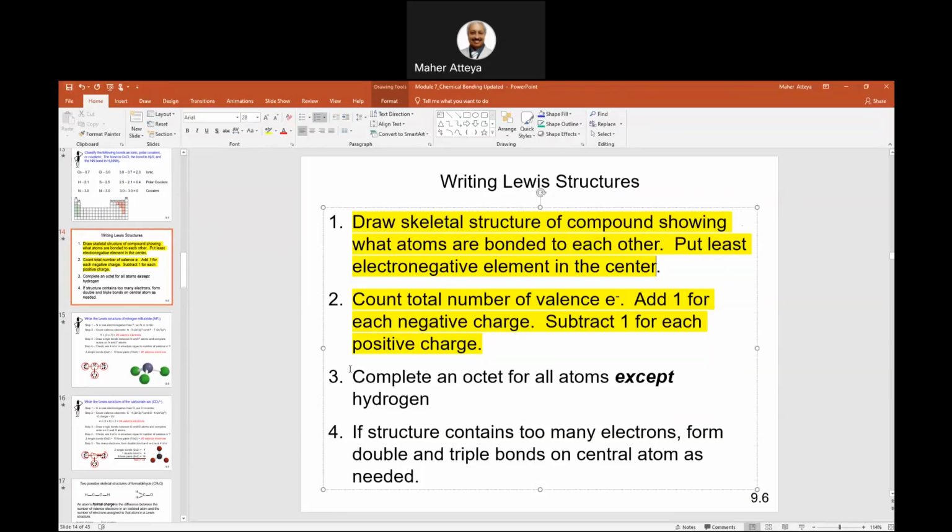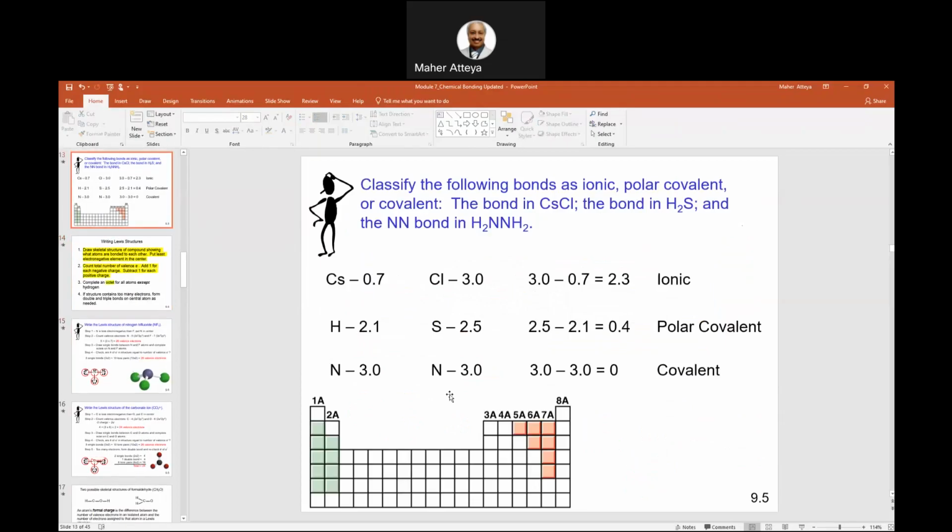The rule number 3 is complete the octet rule for atoms except hydrogen. Well, you'll see there are some exceptions. Hydrogen has 1 electron, so it does not have an octet. Octet means 8. Why do they like 8? Well, they want to mimic group 8. Group 8 are the inert gases, the most stable of all elements. They have the most stable electron configuration you can know.